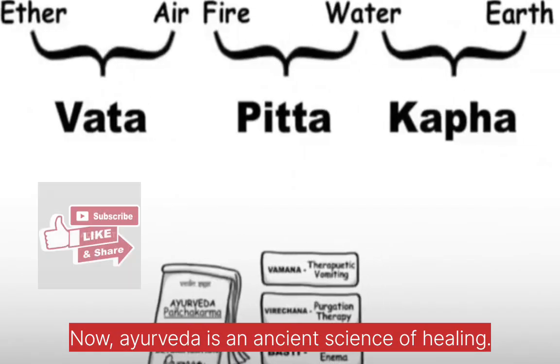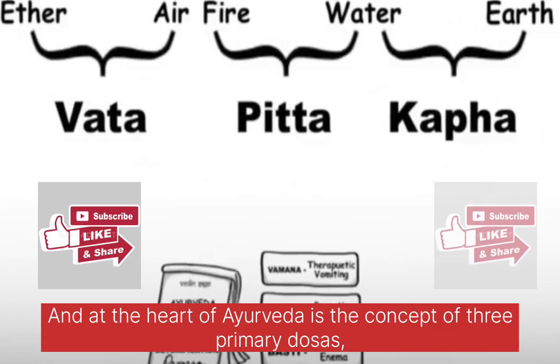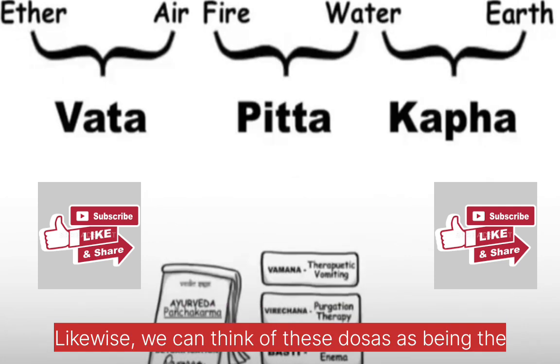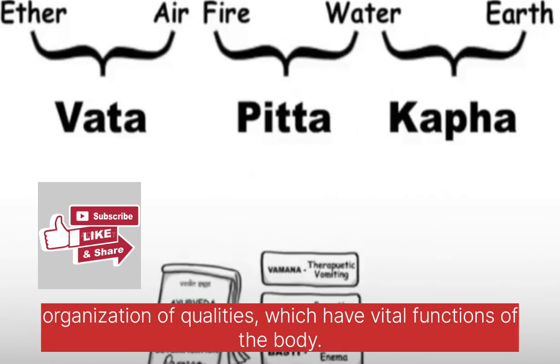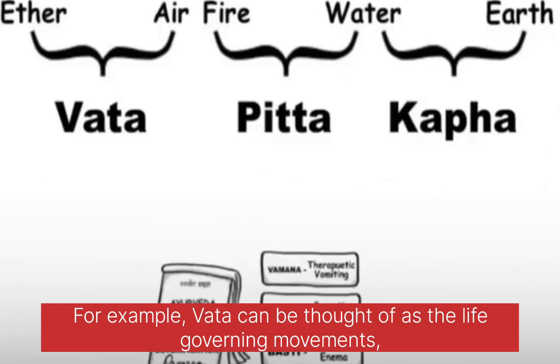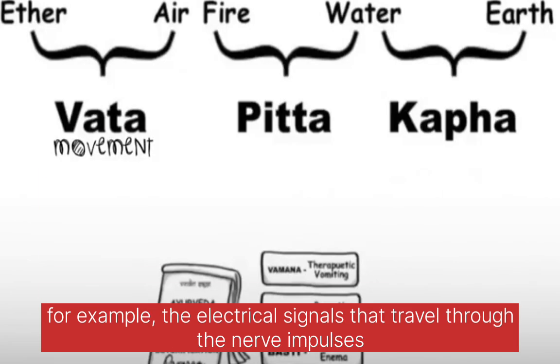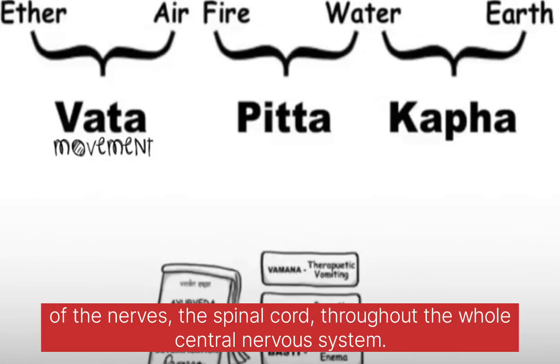Now, Ayurveda is an ancient science of healing, and at the heart of Ayurveda is the concept of 3 primary doshas, Vata, Pitta, and Kapha. Likewise, we can think of these doshas as being the organization of qualities which have vital functions of the body. For example, Vata can be thought of as the life-governing movements, for example, the electrical signals that travel through the nerve impulses of the nerves, the spinal cord, throughout the whole central nervous system.